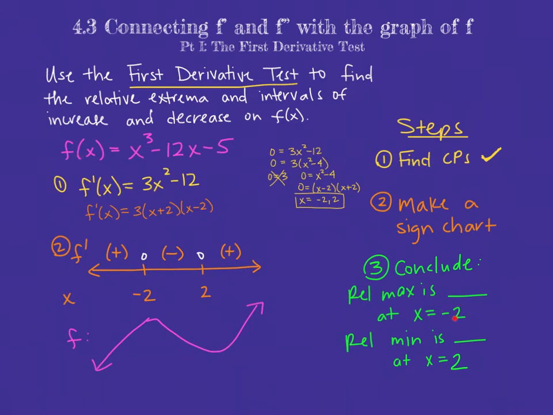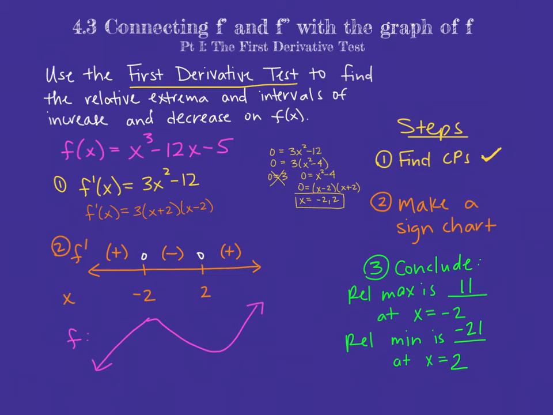Let's plug in -2. When we find f of -2, we'll have -8 plus 24, so -8 plus 24 is 16, minus 5 is 11, doing some real-time mental math here. Then our relative minimum, plugging in 2 to our original function, we'll have 8 minus 24, so -16, cool, minus 5 more is -21.